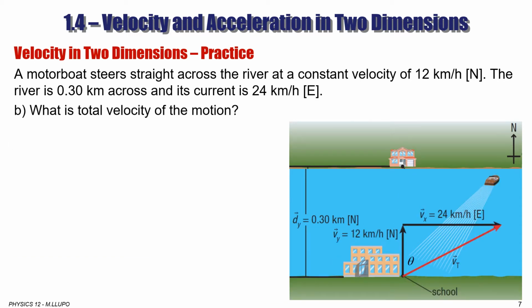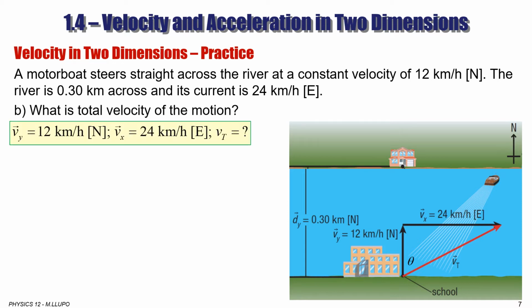So what is the total velocity if there is a current? In this case, the current is 24 kilometers per hour east. That's a good thing, it's perpendicular, so it's easy. So what you do is list what is given and what is required. Vy is 12 kilometers per hour north. Vx is 24 kilometers per hour east. And the total velocity is required.